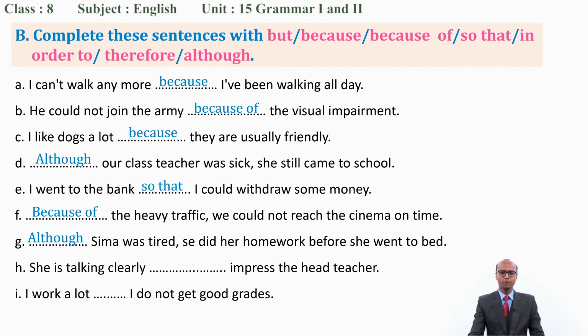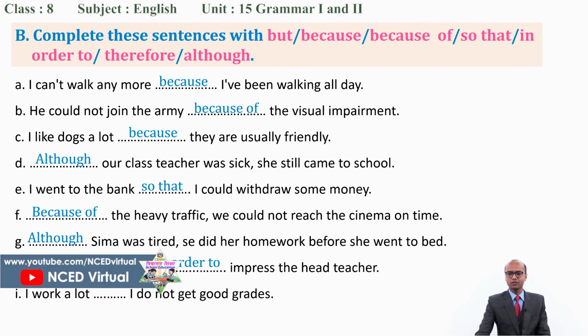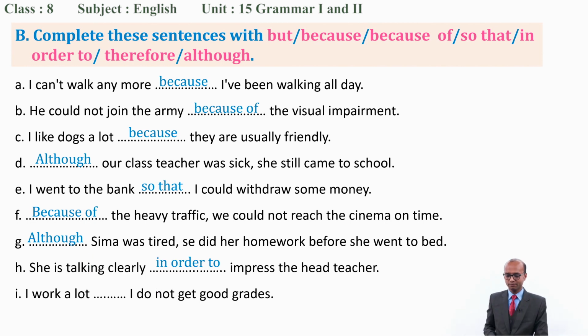Good. H. That's wonderful. So to, in order to, etc. come just before the base form of the verb, that is the infinitive form. To impress the head teacher, or in order to. To and in order to come before the base form of the verb. Last one, I work a lot, I do not get good grades. What is it? Yes, but should be there. Very good, dear students. Wonderfully done. So in this way we have completed grammar 1. Let's move to grammar 2.